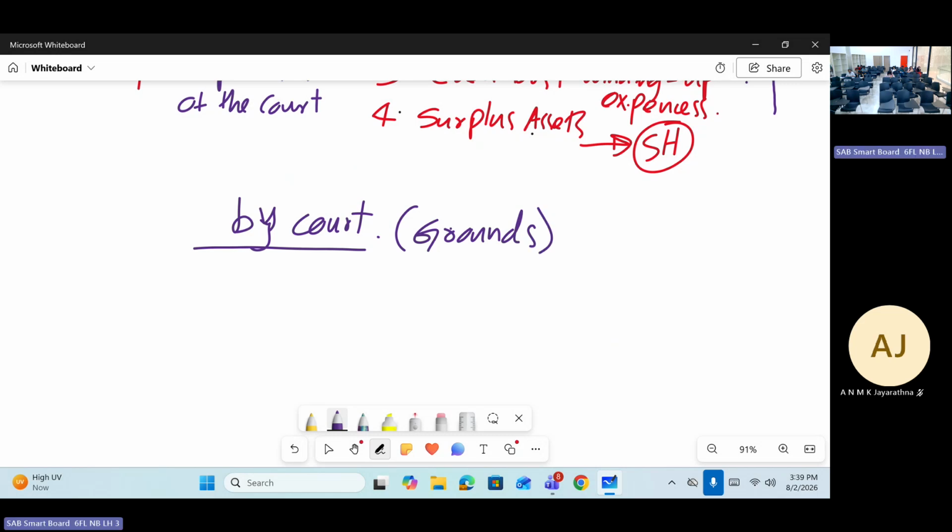Basically, there are several grounds, but we can identify two grounds on which an application can be made to court to liquidate the company by court. The first one is the most important ground: that the company is unable to pay its debts.